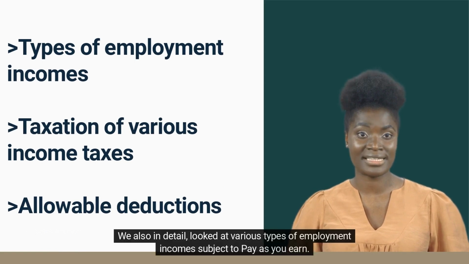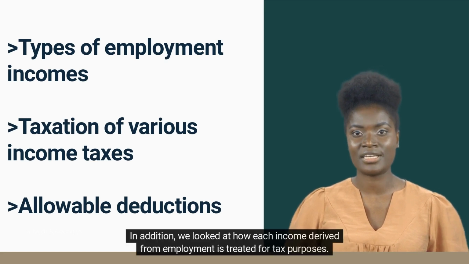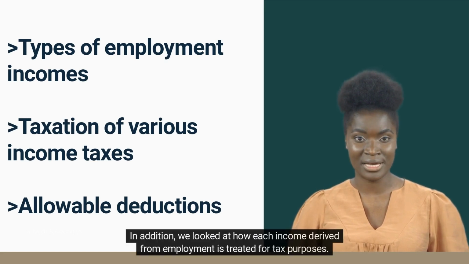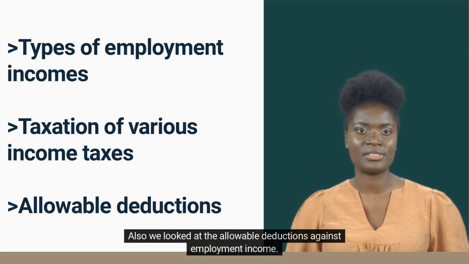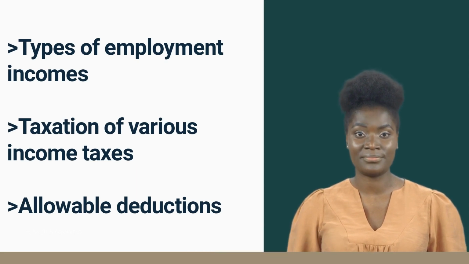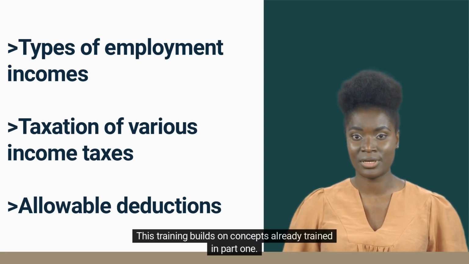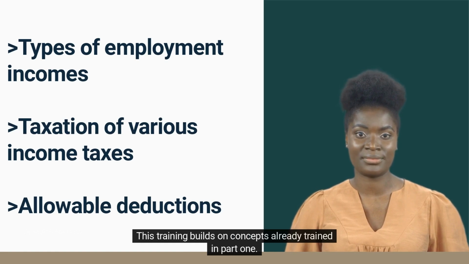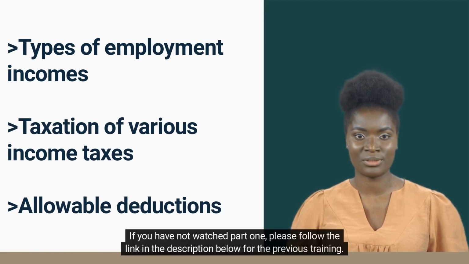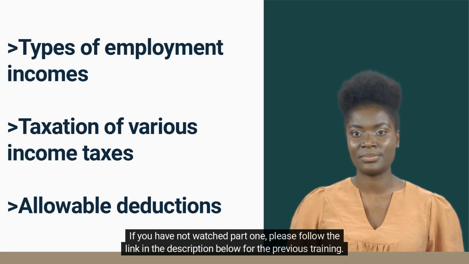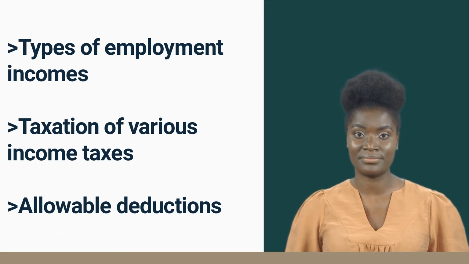In our Part 1 training, we looked at the foundation of Pay-as-you-earn. We also in detail looked at various types of employment income subject to Pay-as-you-earn. In addition, we looked at how each income derived from employment is treated for tax purposes. Also, we looked at the allowable deductions against employment income. This training builds on concepts already trained in Part 1. If you have not watched Part 1, please follow the link in the description below for the previous training.